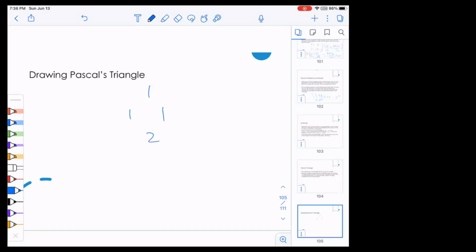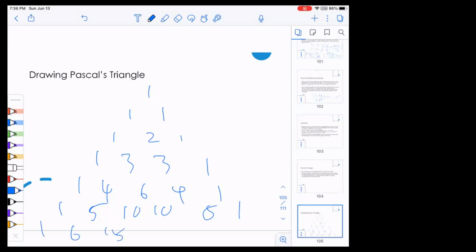So 1 plus 1 is 2. And since there's nothing here, we just do that. And so basically, the next number is going to be the top two numbers added together. So we have 1, 3, 3, 1, 1, 4, 6, 4, 1, 1, 5, 10, 10, 5, 1, and 1, 6, 15, 20, 15, 6, 1, and so on and so forth. So basically, this is what Pascal's triangle is.